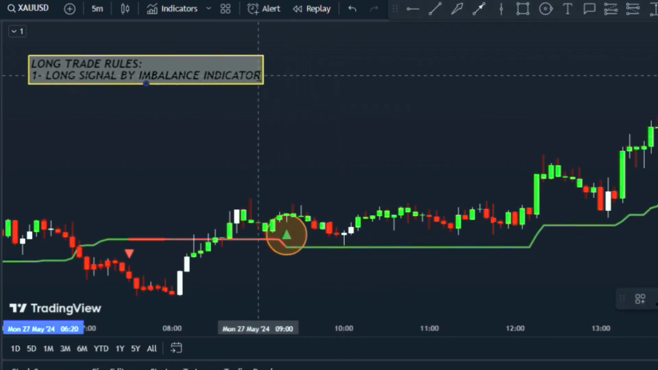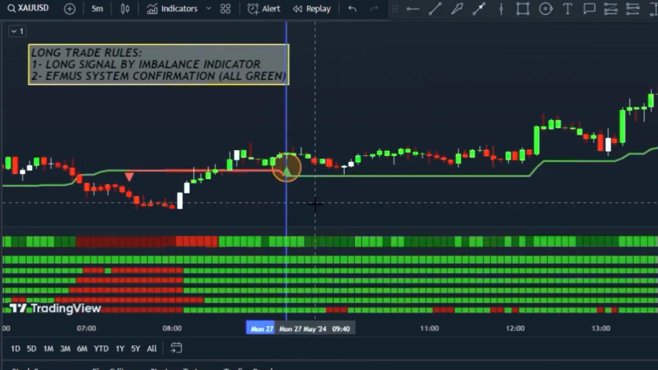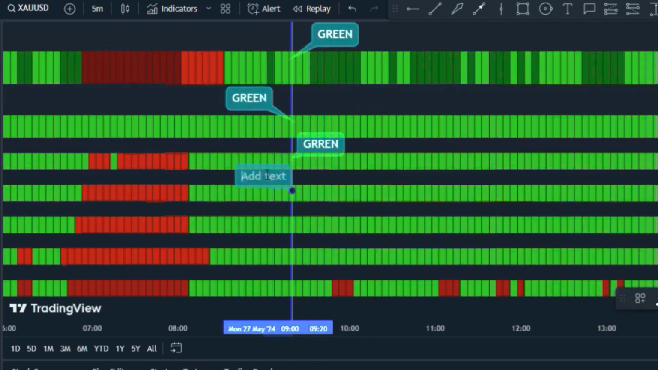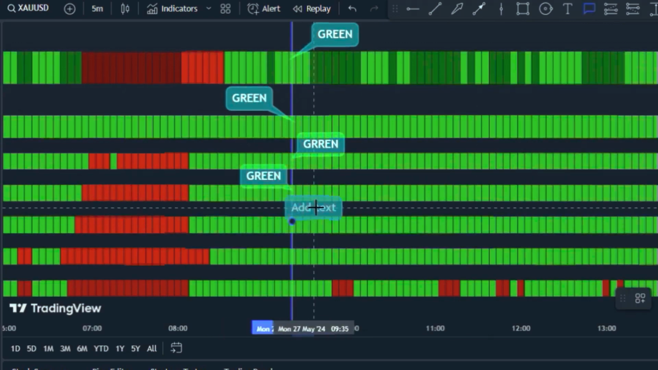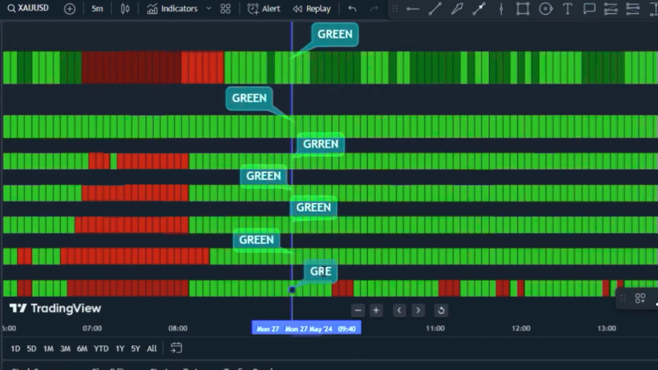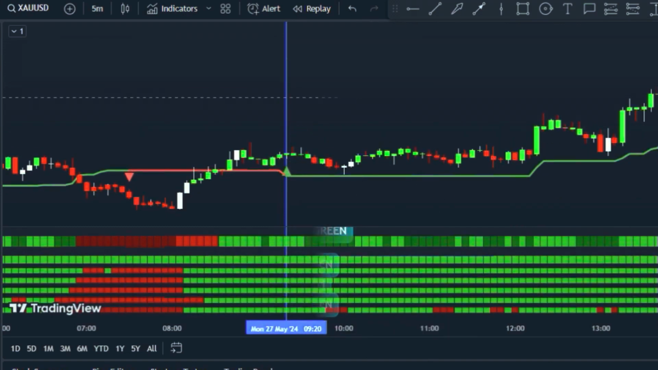But remember, we still need confirmation from the FAS system. When every component of the FAS system turns green, you've got the thumbs up to proceed with a long trade. Patience is key. Wait for both indicators to agree before diving in.